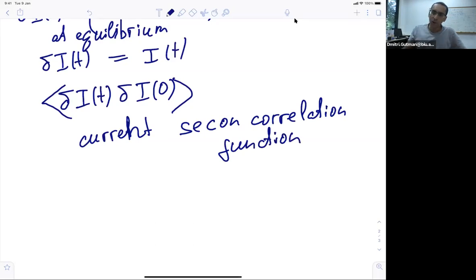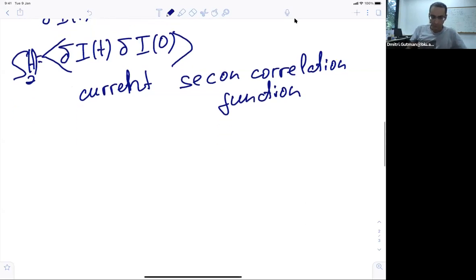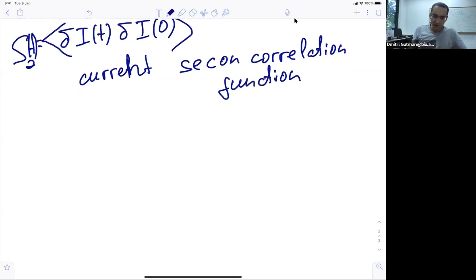Since it's the most popular correlation function, people would typically say that it's a current correlation function, omitting the word second. And we will denote this object S2 as a function of t. So this is the current correlation function or noise correlation function.